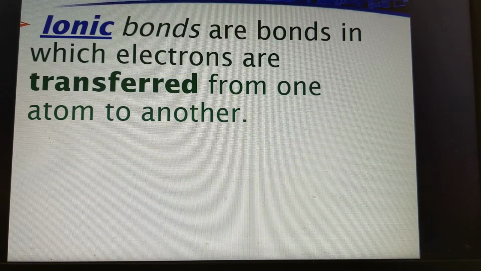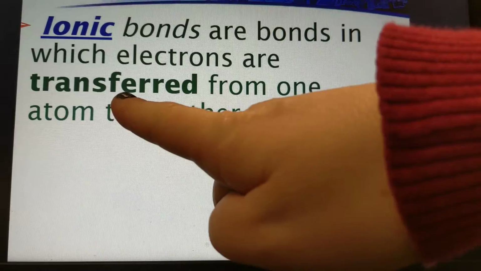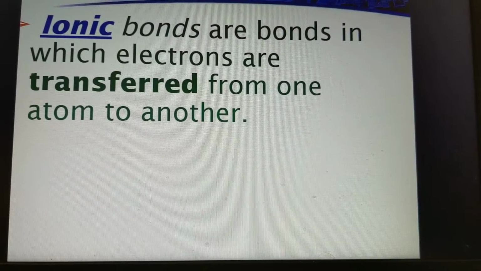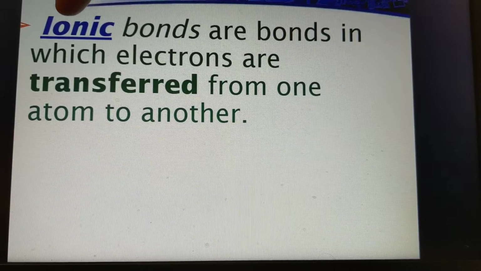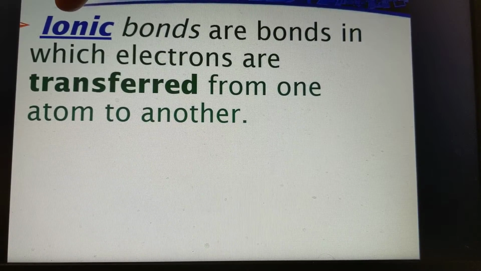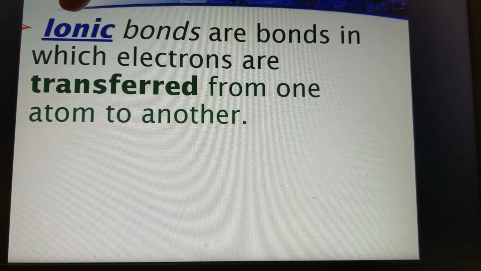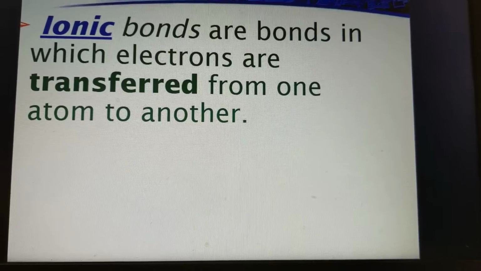The other type of bond that we're going to look at is ionic bonds. This is the last thing you need to fill in on the front page. Ionic bonds are transferred. You can think of this as opposites attract. The word ion means electric charge. We learned that ions have a different number of electrons than protons, so that's where that overall electric charge comes in. Positive and negative attract. That's what we mean by opposites attract.